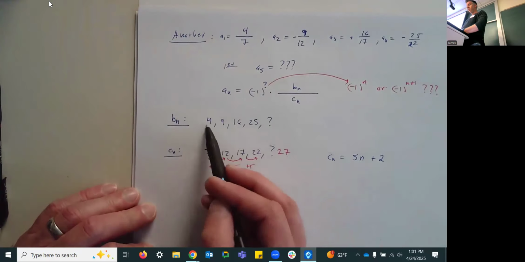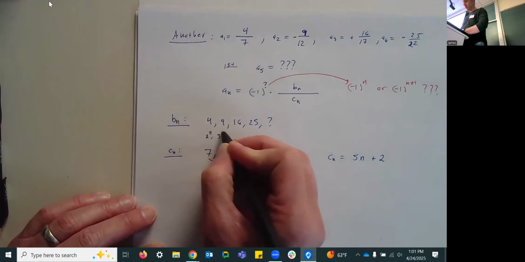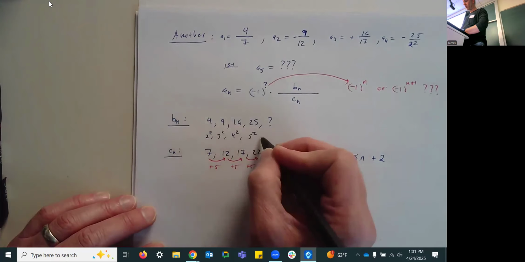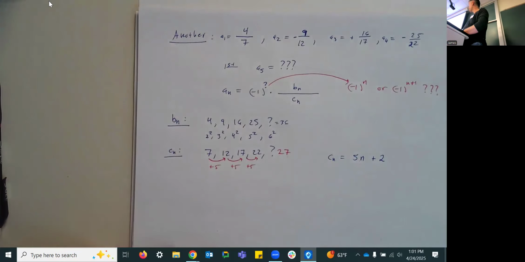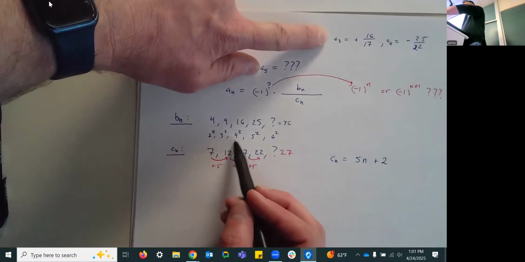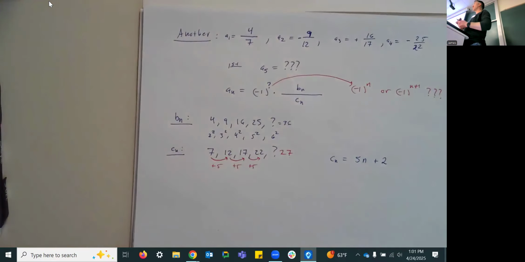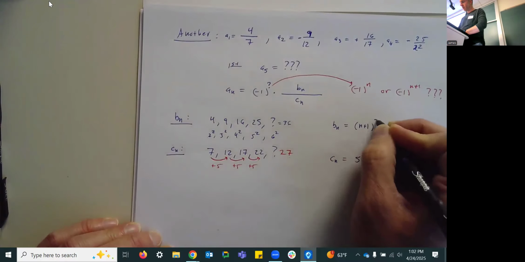For the top part, 4, 9, 16, 25, we should hopefully recognize all as what kinds of numbers? 4 is 2 squared, 9 is 3 squared, 16 is 4 squared, 25 is 5 squared. So that's 2 to the second, 3 to the second, 4 to the second, 5 to the second, and my next term should be 6 squared, which is 36. And then comparing that to the index, when my index is 1, I get 2 squared. When my index is 2, I get 3 squared. When my index is 3, I get 4 squared. My index is 4, I get 5 squared. It looks like the number getting squared is exactly 1 greater than the subscript number. So it looks like my b sub n here is going to be n plus 1 squared.